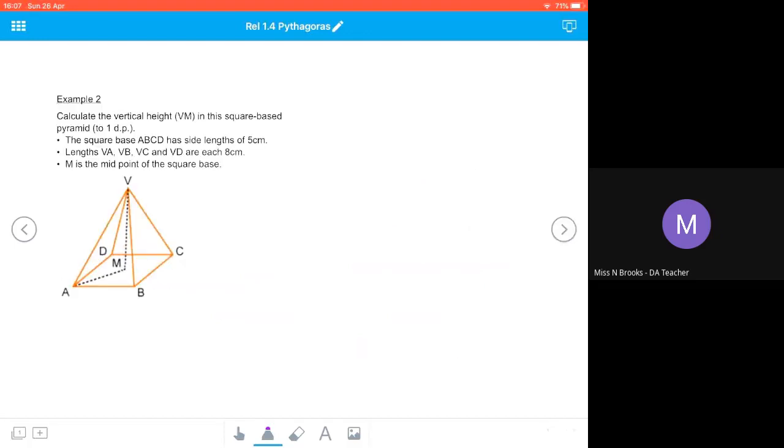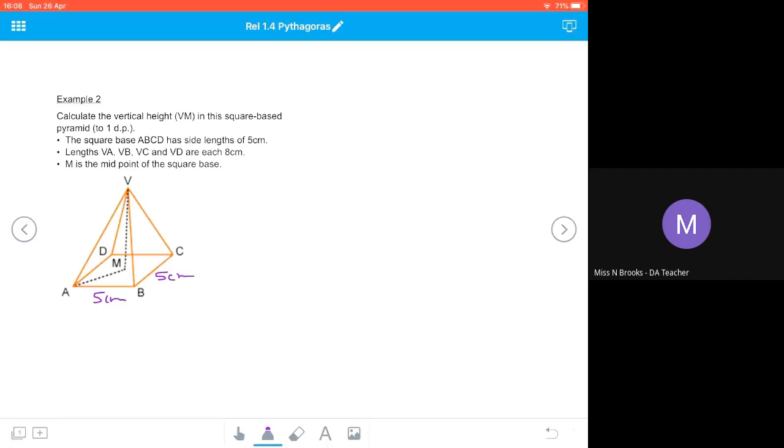Now the second example is to calculate the vertical height VM in the square base pyramid to 1 decimal place. The square base ABCD has side lengths of 5 centimeters. So that means that AB is 5 centimeters because it's a square base, and we know that BC is 5 centimeters because it's a square base. The lengths VA, VB, VC, and VD are each 8 centimeters.